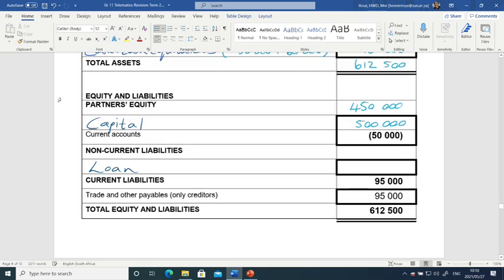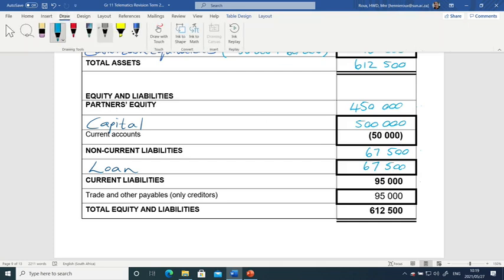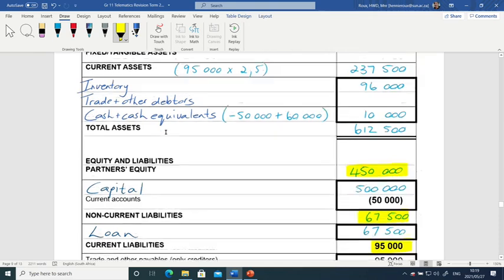Now I know there was an actually easier way. The 450 plus the 95 subtracted from the 612, because we know that the partners' equity plus the non-current plus current must give you that one. So if we do that calculation, we will also get to 67,500. So the bottom part is completed. We know that the partners' equity plus non-current plus current will give you the total equity and liabilities.